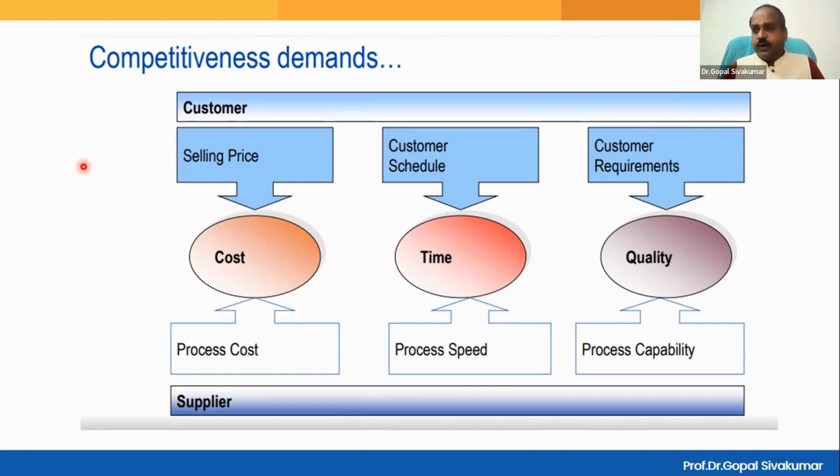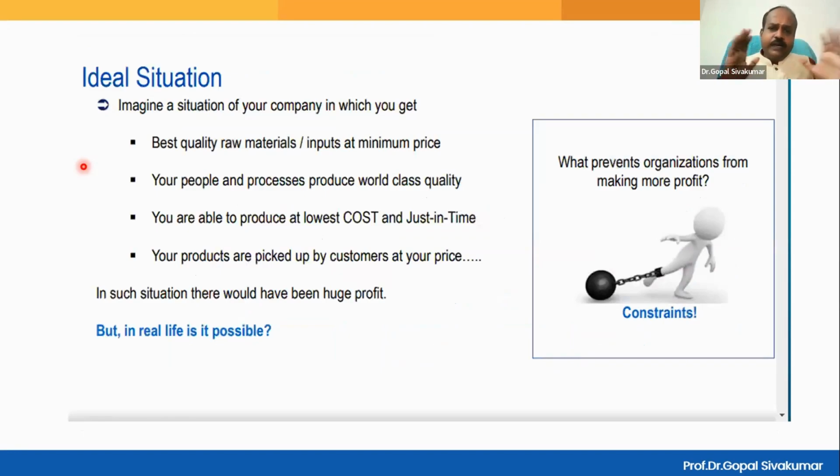That actually decides all these requirements. In an ideal situation, which means it never happens, right? In an ideal situation, these things will happen. Just assume whether all these things are happening in your company. The best quality raw material comes to your company at a very, very minimum price. Is it happening? Just ask for yourself.